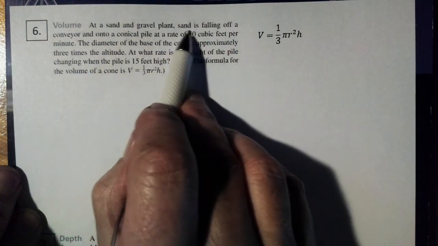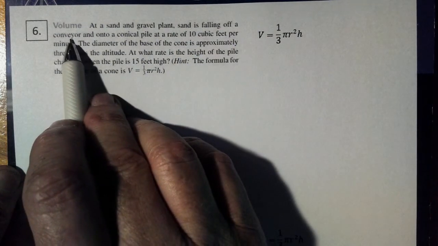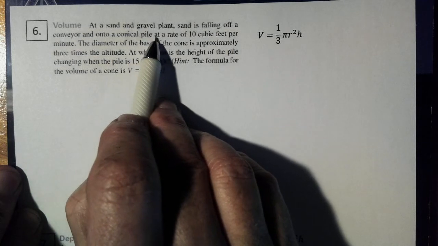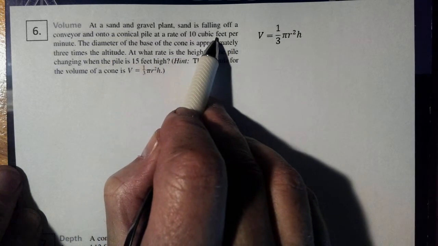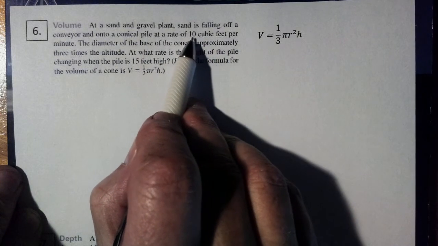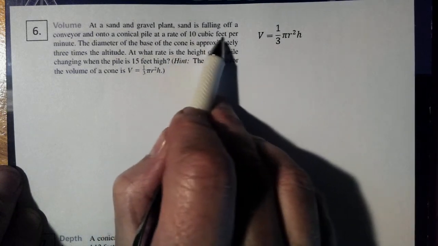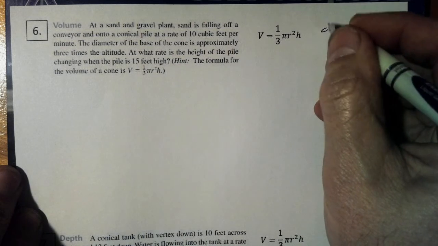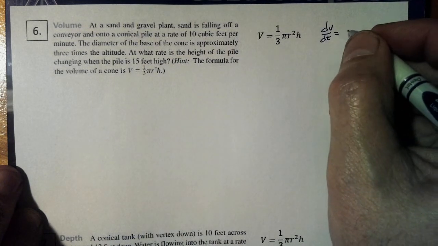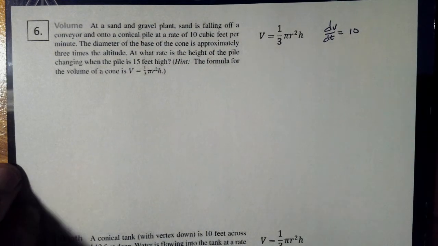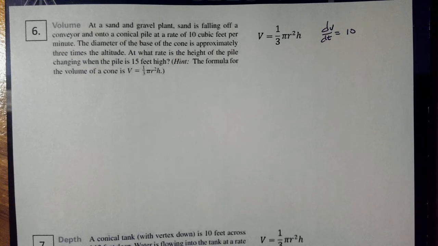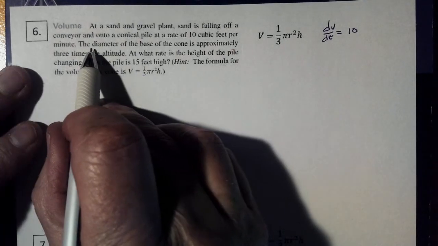At a sand and gravel plant, sand is falling off a conveyor and onto a conical pile. It's actually creating the conical pile at a rate of 10 cubic feet per minute. That's our rate. That's a volume, cubic feet volume. So that is dV/dt, which may be replaced by 10. That's happening all the time. That's not just part of the snapshot. That is a constant that we can rely on at all times.